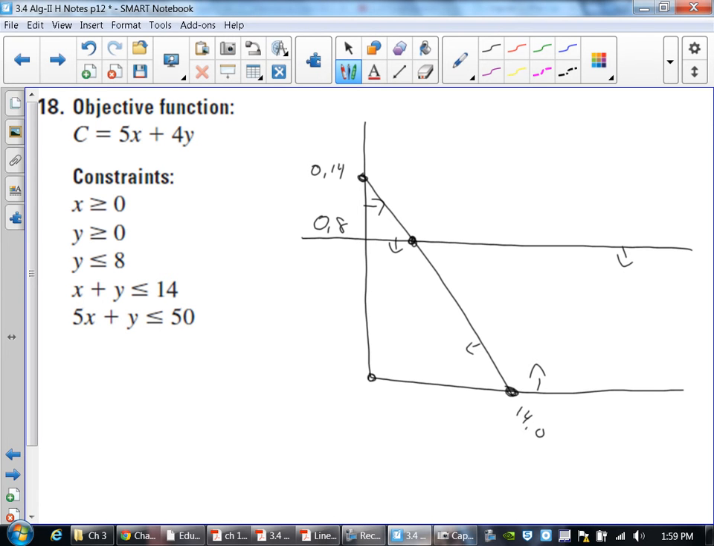I can find that point rather quickly because I know that the y coordinate there has to be 8. So, what plus 8 is 14? So the ordered pair there is 6, 8. That's exactly how you do it. You go to the next one: X-intercept of 10, y-intercept of 50.